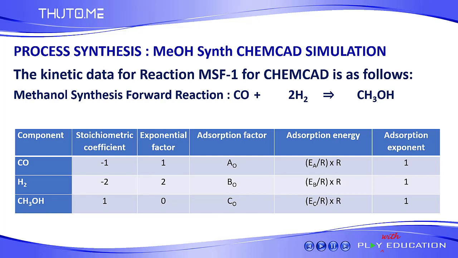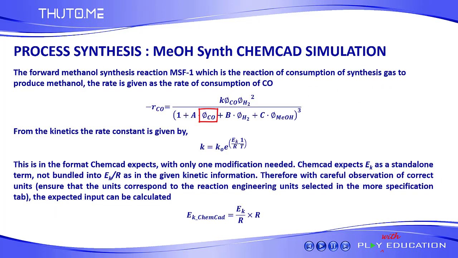The adsorption energy, as we have said, we have given you bundled by division as a ratio of R, so you need to multiply by R to get the actual adsorption energy as required by Chemcad. The exponent factor in the adsorption, we have seen that they are all 1, 1, 1. Yes, actually the expression said 1, 1, 1, so you leave it as it is. They are all raised to the power of 1. None of them is given in a higher power or a lower power.